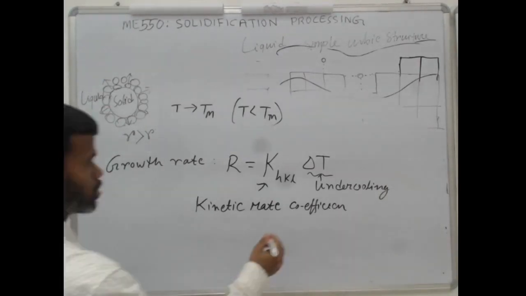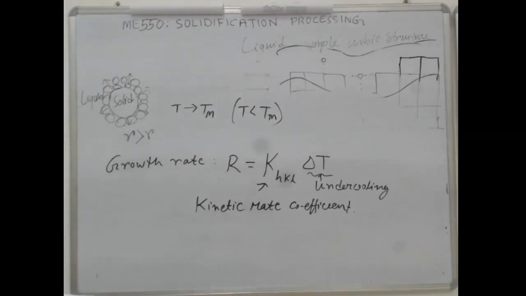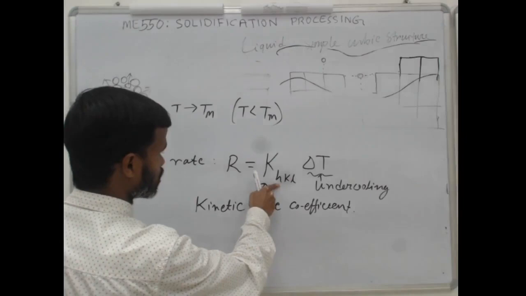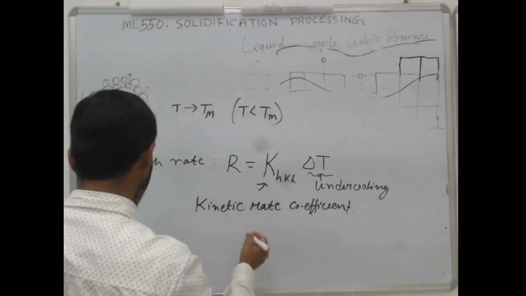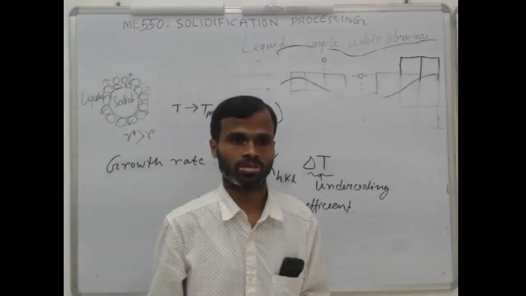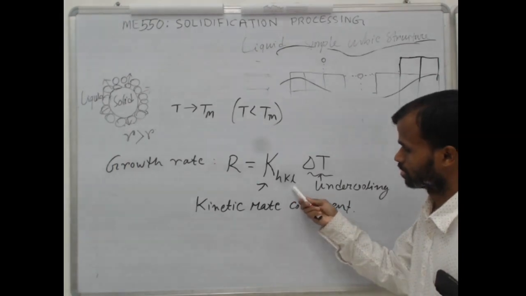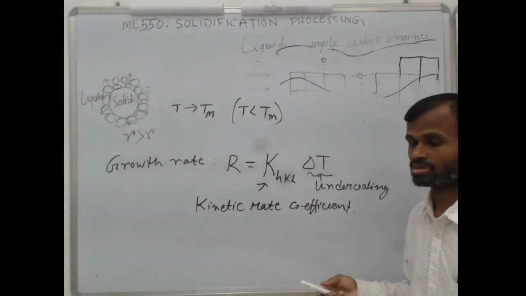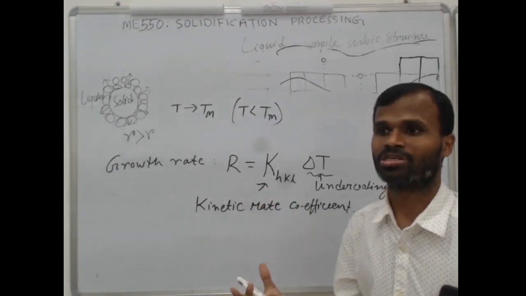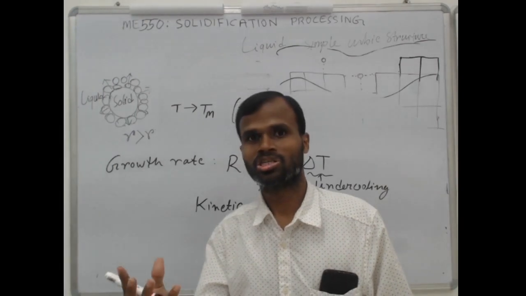So this is undercooling. This kinetic rate coefficient depends on the crystallographic plane. So for crystalline material, different planes have got different values of this kinetic rate coefficient, and depending on that, growth in different directions will be different. As a result, you end up getting different shapes.